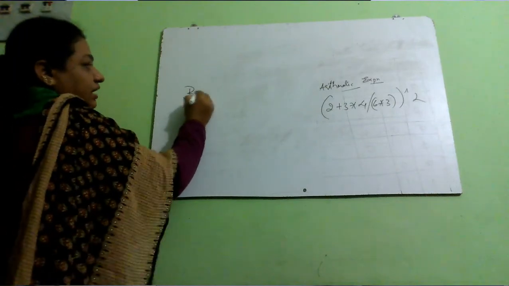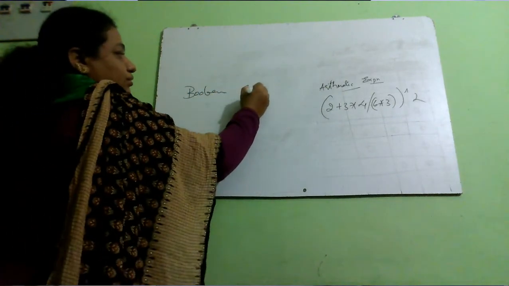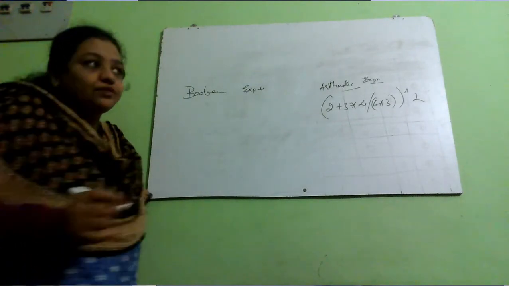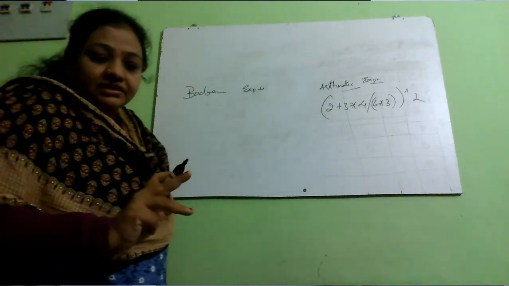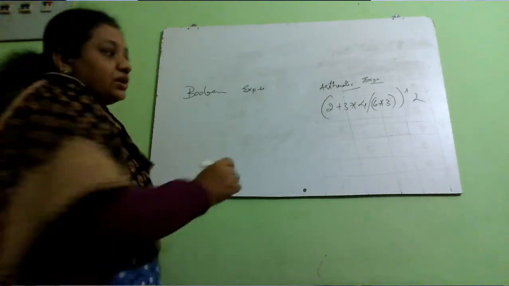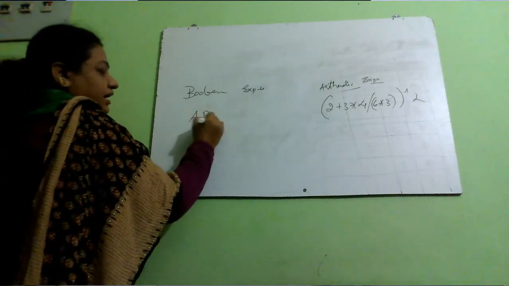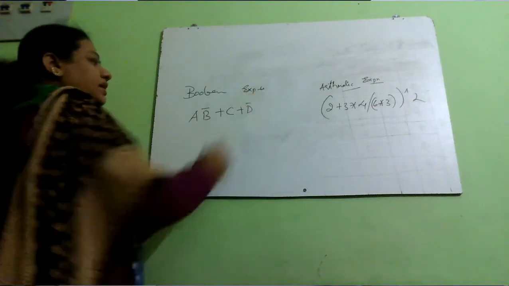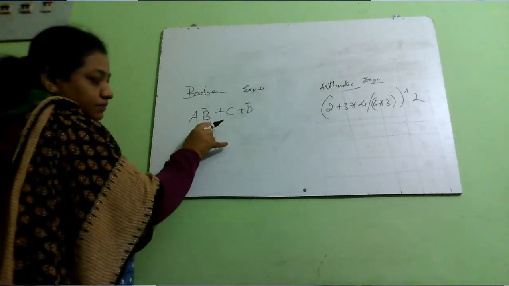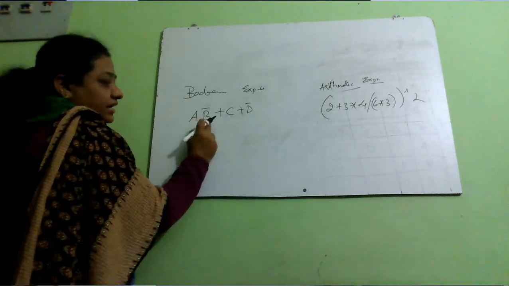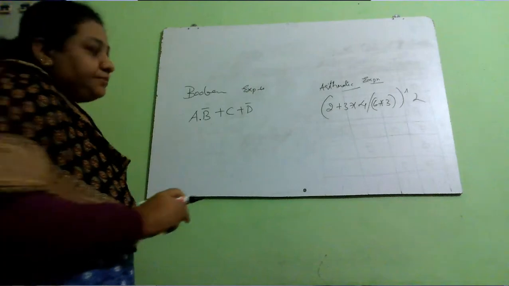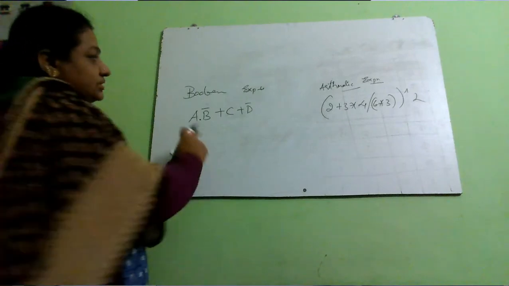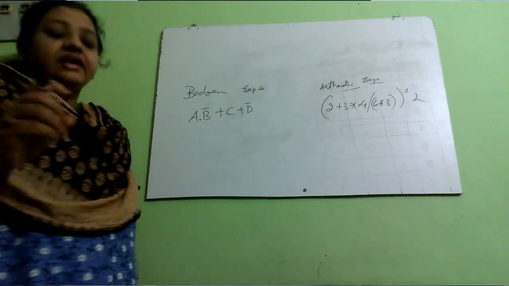As we know, there are 3 basic gates: NOT gate, AND gate, OR gate. These basic gates are also called logic gates because they perform the logic operations of Boolean algebra. So here we have the OR operation. To perform the OR operation, we are using the OR gate. The OR gate can have 2 or more inputs, but there is only one output.